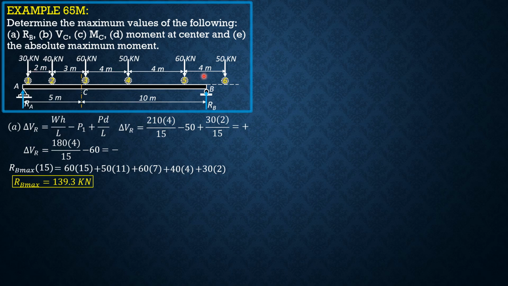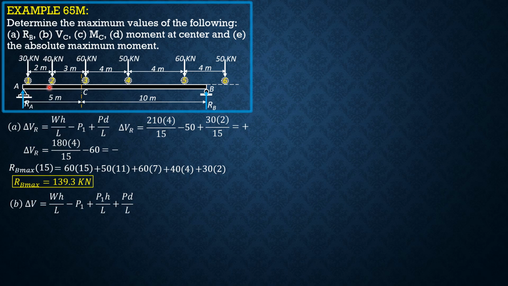Next, for shear at C, the criterion will be WH over L minus P1 plus P1H over L, because the distance between loads is less than 5. We now imagine that the loads move from right to left this time. Then plus PD over L if there is an incoming load. So criterion delta V is WH over L minus P1 plus P1H over L plus PD over L. So when load 1 is over C, definitely this is positive, there will be no minus.